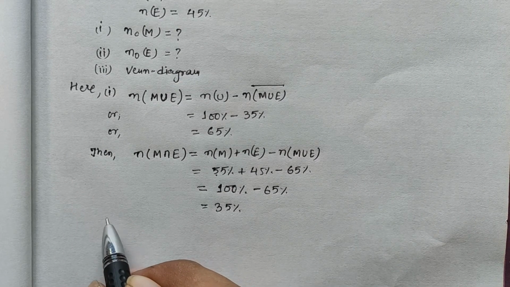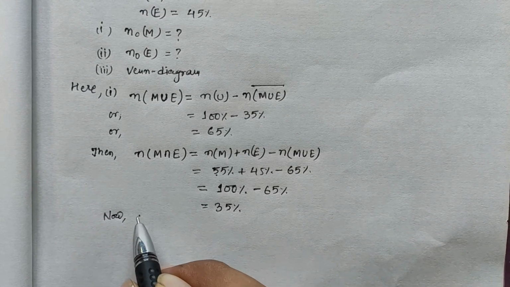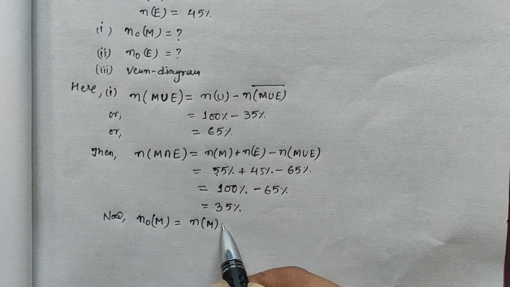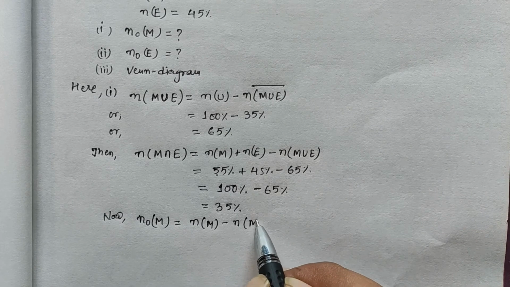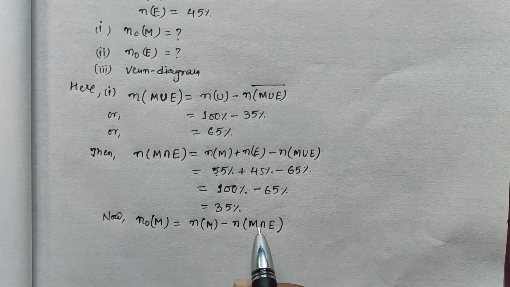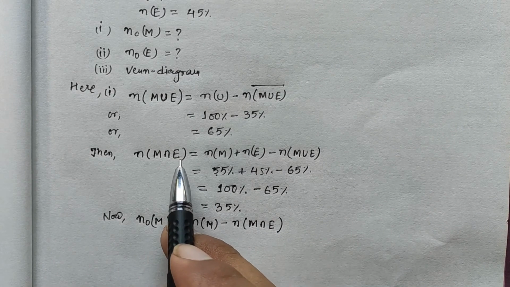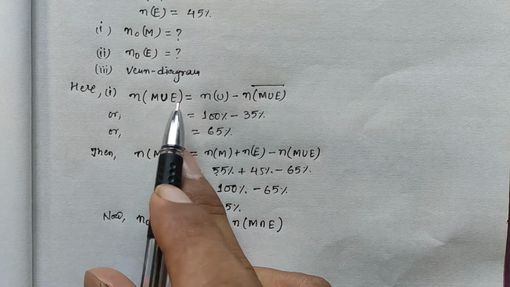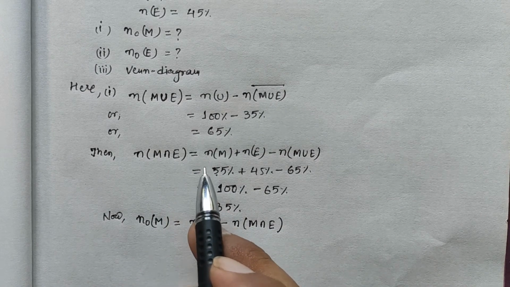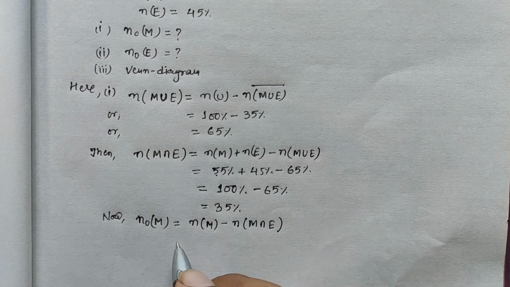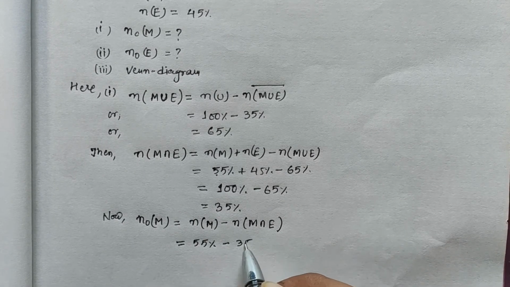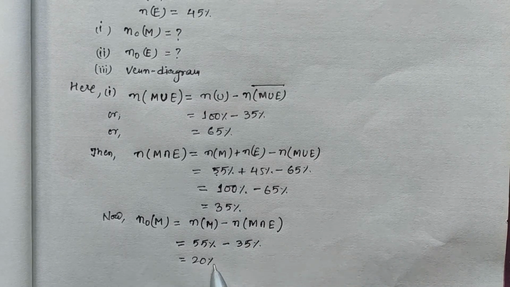After finding the intersection, we can now find N only M. N only M is N(M) minus N(M intersection E). To find N only M, we have to find the intersection, and to find the intersection we have to know the union. You cannot directly find this, so these two must be found first, and then only can we find N only M. N(M) is 55% minus 35%, so it becomes 20%.